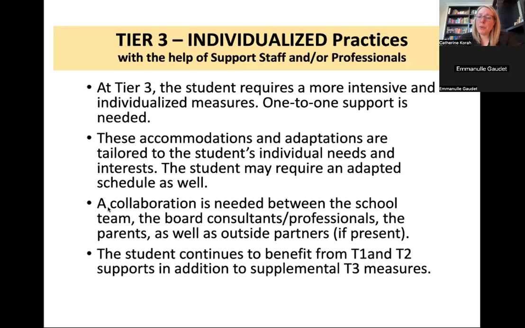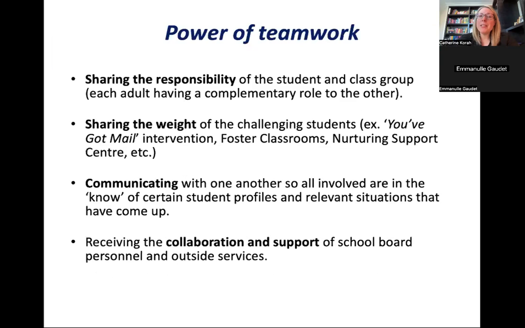In terms of tier 3, looking at more intensified, more individualized supports. Support staff is very involved in tier 3. Tier 3 students are meant to be approached as a team, where it's not supposed to be the responsibility of one adult. The responsibility is shared between different players that are involved with that student. Being able to set up check-ins, being able to have pockets of moments where they take breaks and so forth, and to be able to share the weight and keep communication so clear and open between all of the players, including the parents.